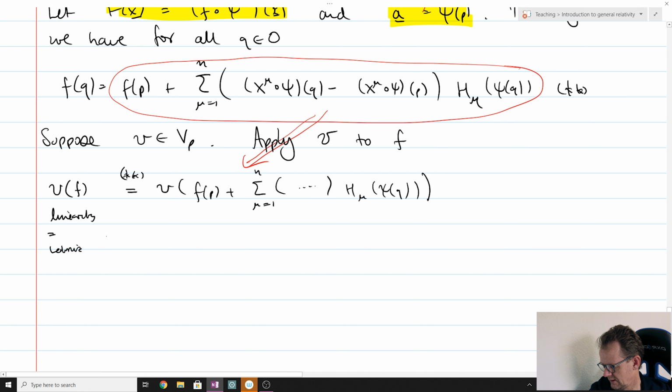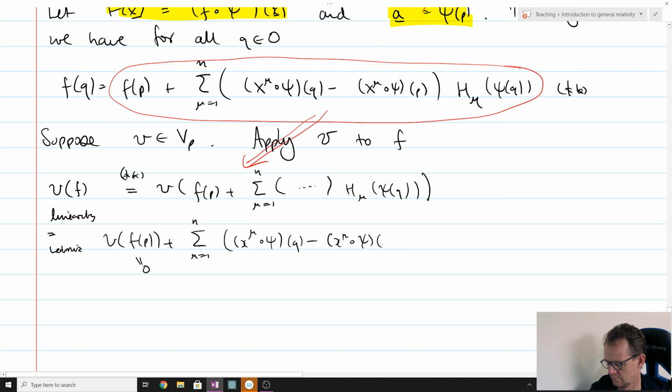And if you use linearity, then when applied to this argument here, you get V of f of p, which has to be 0, because f of p is a constant, and V of a constant is 0. You've proved that already. Plus, we use linearity to put it over the summation sign here, and the Leibniz property. The Leibniz property says that when we have a product of two functions, we have to evaluate one at the point P and then apply V to the other. And that's exactly what we're going to do here.